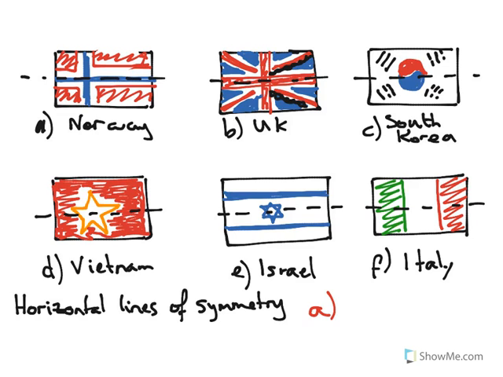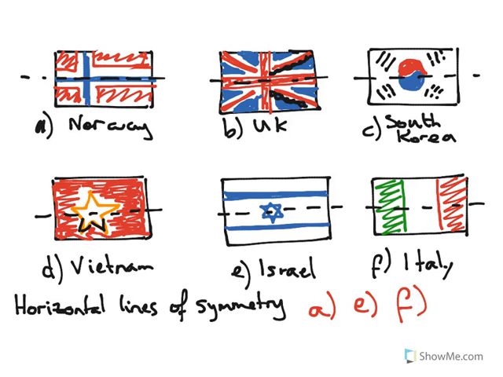South Korea, no. We've got a red circle at the top and a blue circle at the bottom, so definitely not. Vietnam has 2 legs coming down from the star, and only 1 up at the top, so that doesn't have a line of symmetry. Israel, the Star of David, is actually perfectly reflected, so that does give us a line of symmetry. And Italy is identical top and bottom, so that also gives us a horizontal line of symmetry.